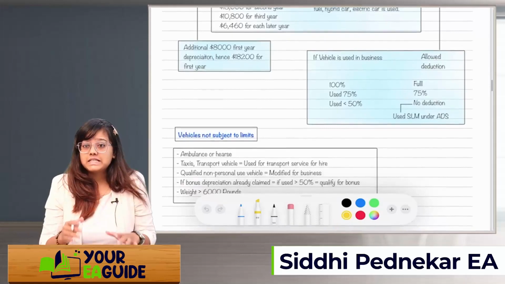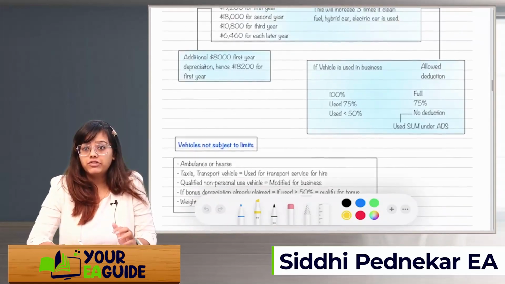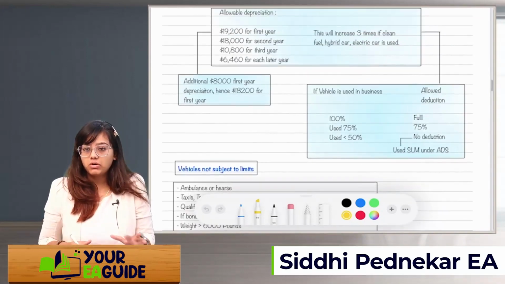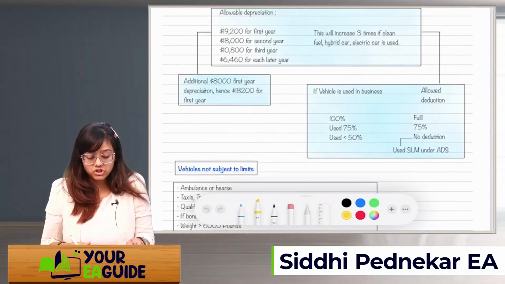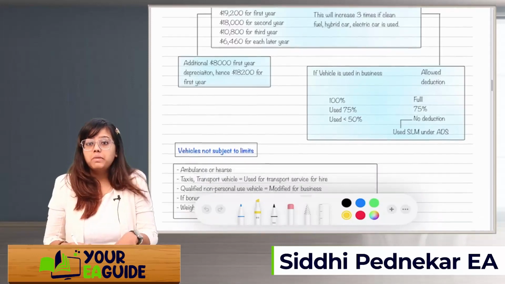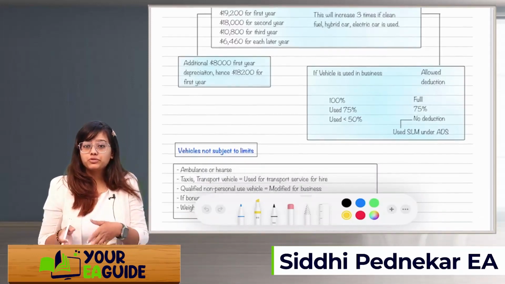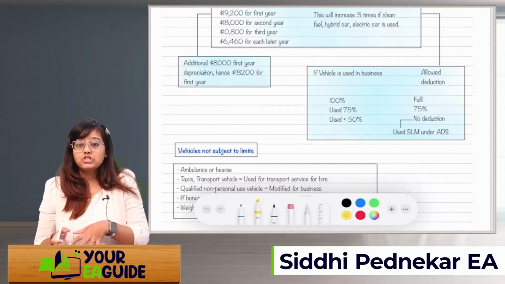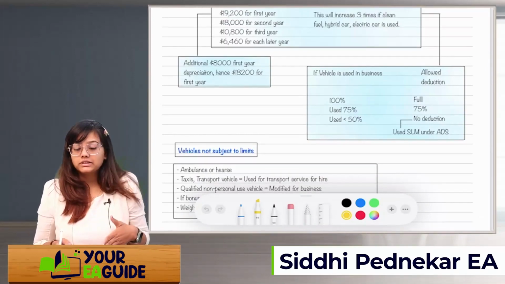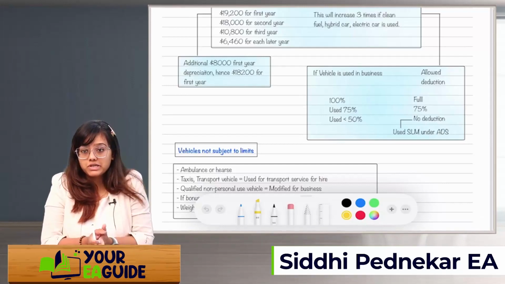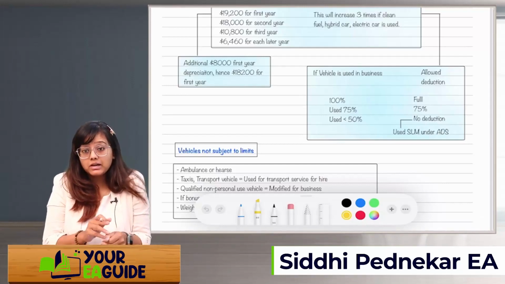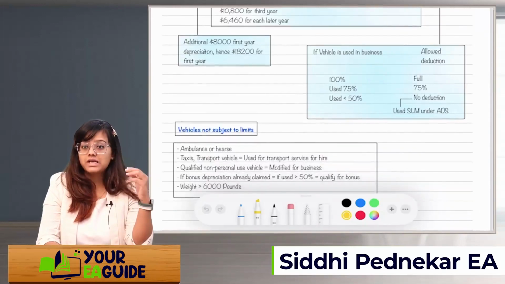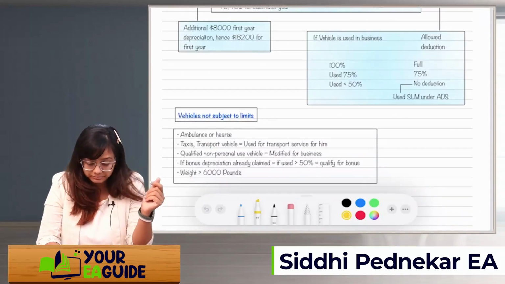Now we will see the usage of the vehicle. If it's used 100% in your business, then the full amount will be taken as depreciation, which is mentioned here in the table. But if it's used for up to 75% only, then you can take 75%. If it is used up to 50%, then you can take that, but if it is used less than 50%, then there is no deduction and you will have to use the SLM method of ADS only.